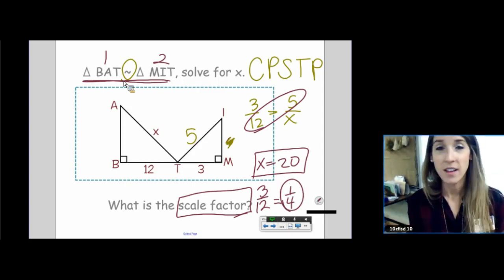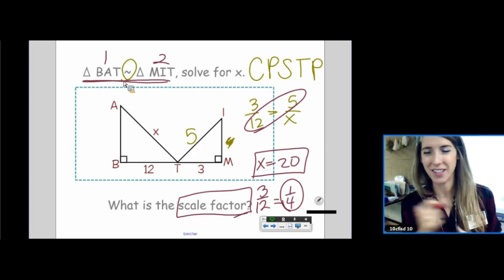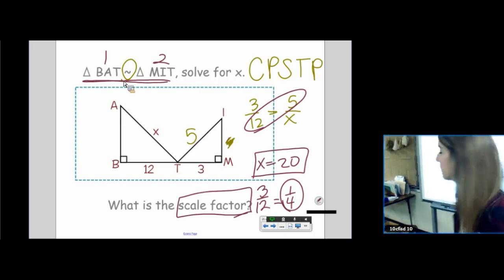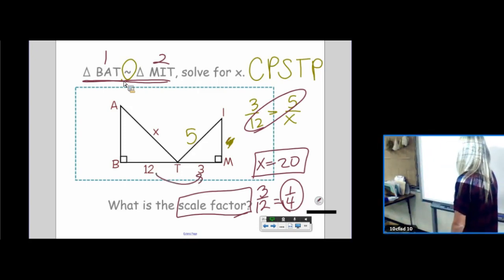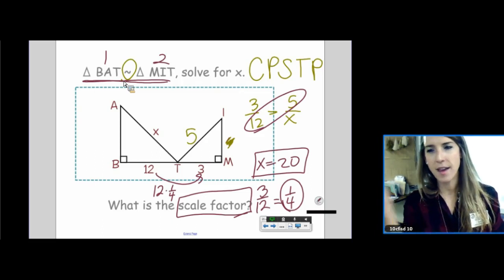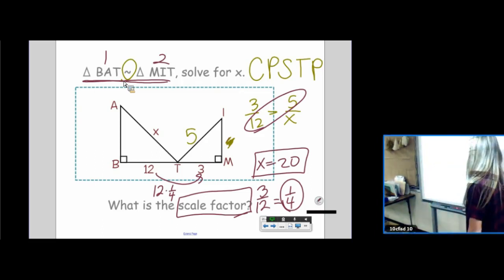It got smaller. It got 4 times smaller, even though it's not drawn to scale. So what I was saying earlier is that when you're going forwards, you multiply. Like, how do I get from 12 to 3? I just multiply by my scale factor. 12 times 1/4.